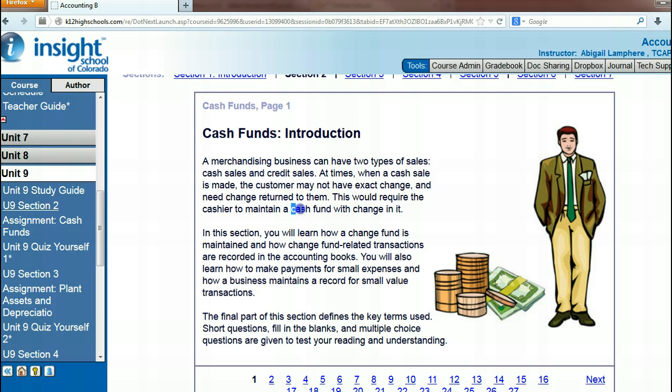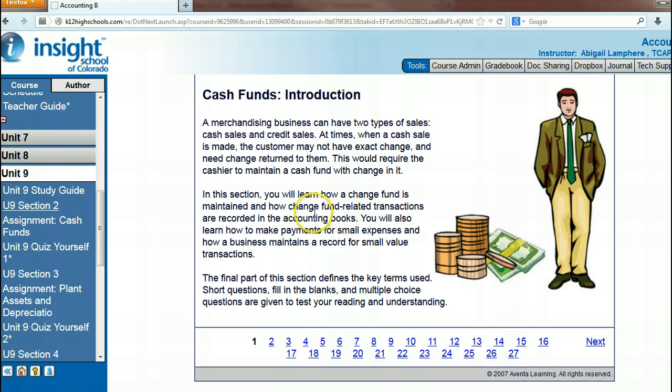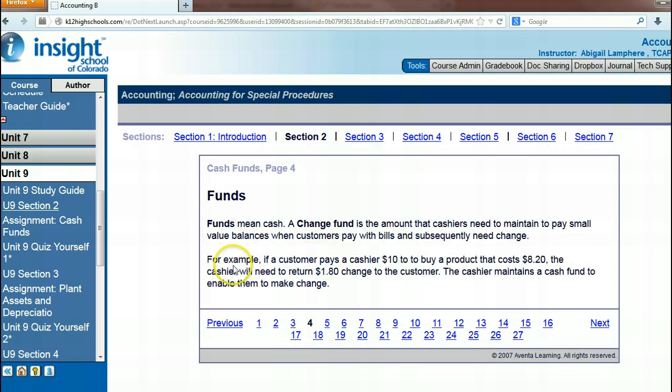So your cash fund is basically the amount of money that you have in the cash register at the beginning of the day and throughout the day in order to make change for the sales that you have that day. In this section, we're going to learn how a change fund is maintained and how change fund related transactions are recorded in the accounting books. So let's move on to page 4.